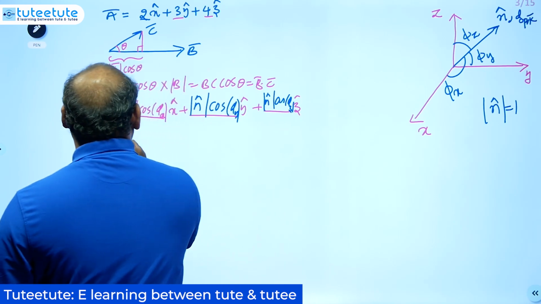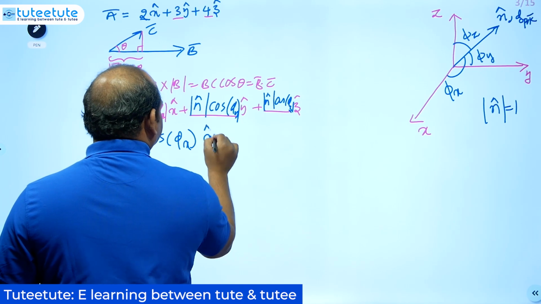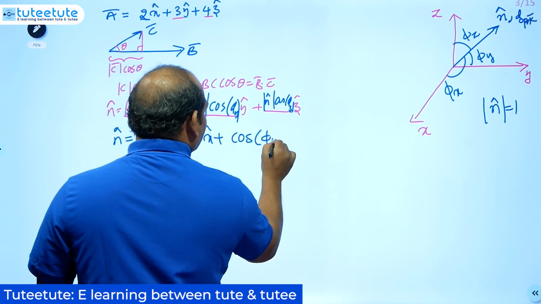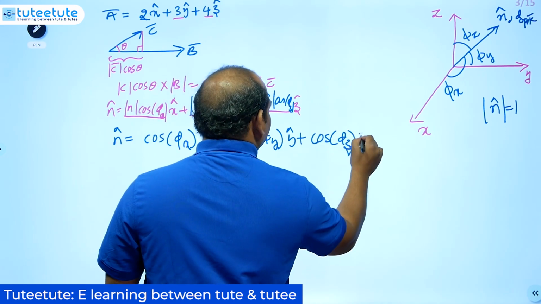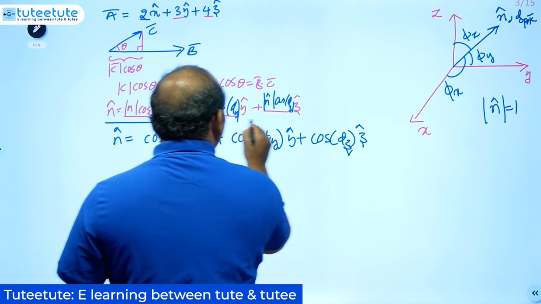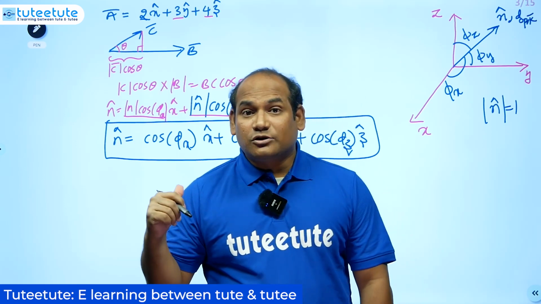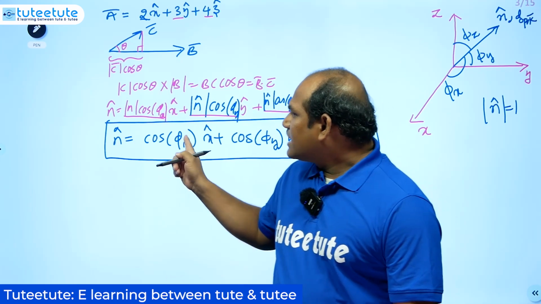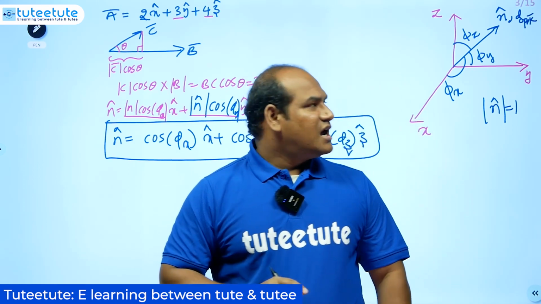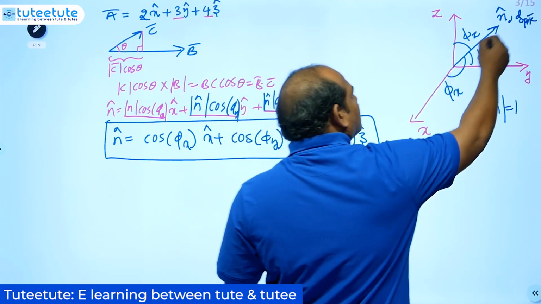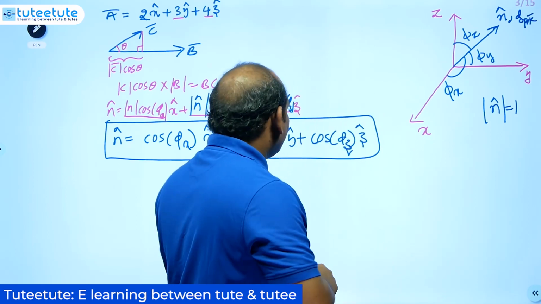So finally we can write n cap is equal to cos phi x, x cap, plus cos phi y, y cap, plus cos phi z, z cap. So in this way we can represent the unit vector n cap. Okay, it is related to the direction of propagation, and it is given by cos phi x, x cap plus cos phi y, y cap plus cos phi z, z cap. In that particular direction we need the unit vector, that is what we got here.